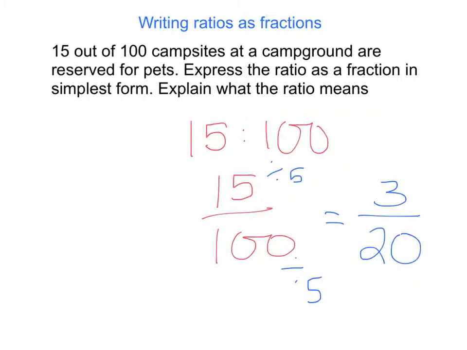So now we need to discuss what this means. So this means that there are 3 reserved spots for every 20 that are at the campground. So if you had the campground and it was set up and you had 20 campsites, 3 of them need to be reserved for pets. And then you have the next 20, so 3 of them would be reserved for pets. So that's what it means. 3 out of 20 are reserved.